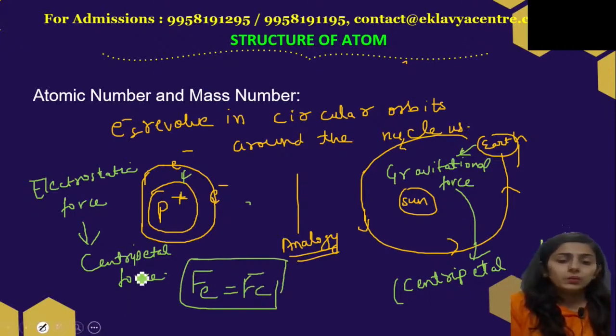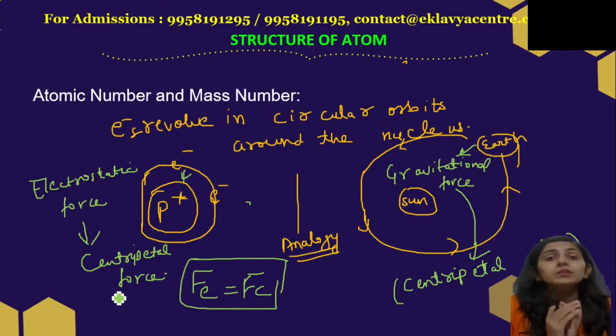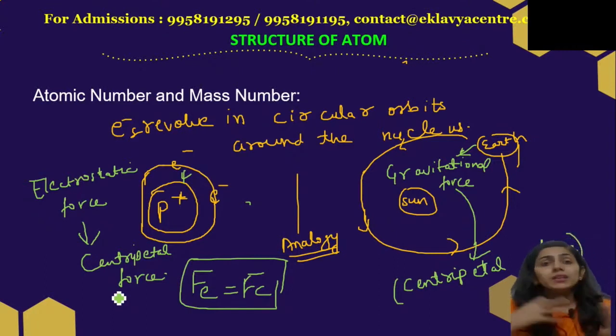Right, now let's study the drawbacks of Rutherford, right? Because Rutherford said that Thomson's model is incorrect, he had to give us a new model.